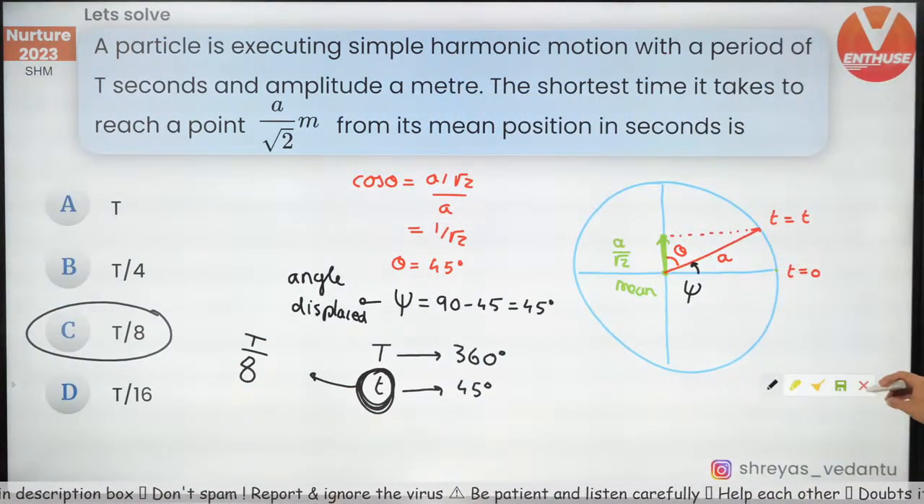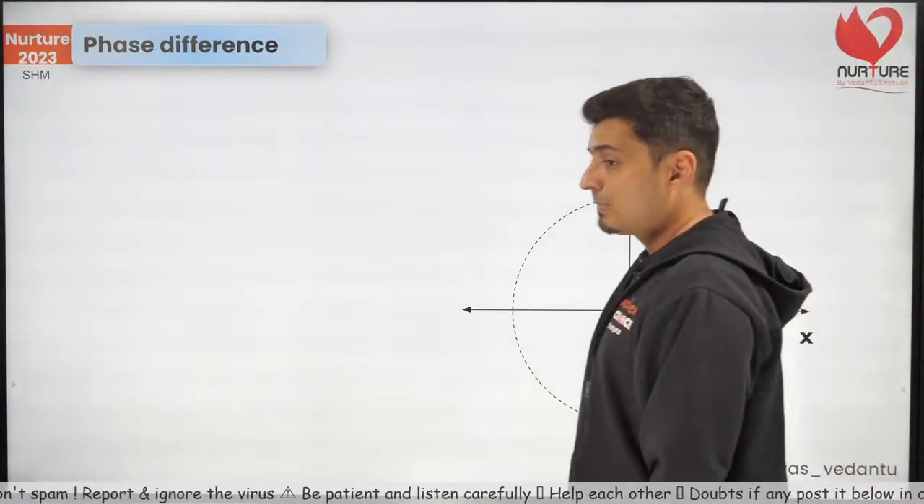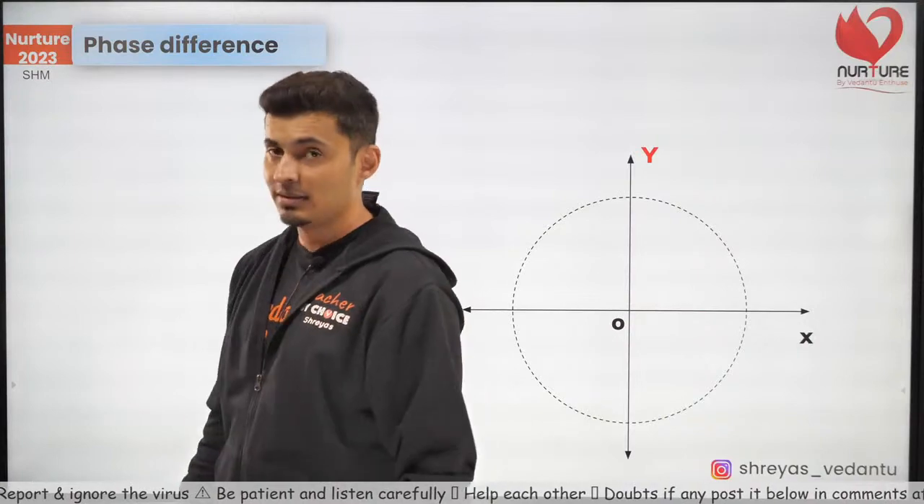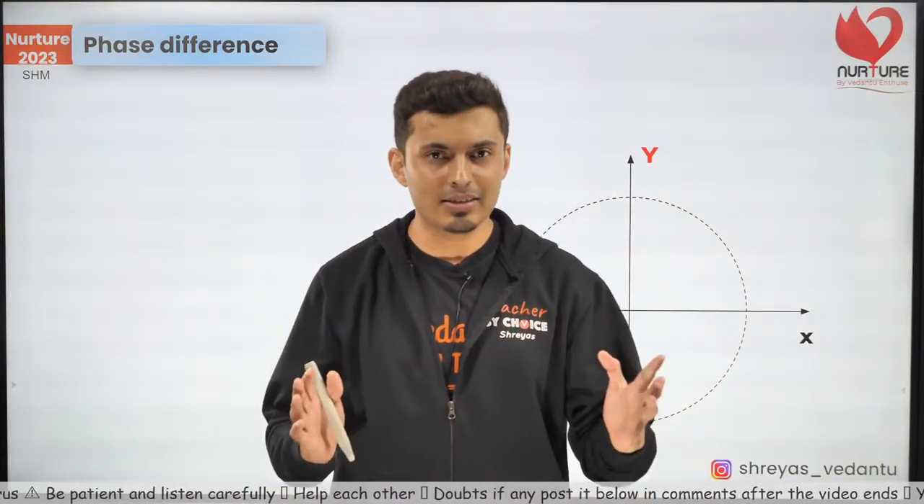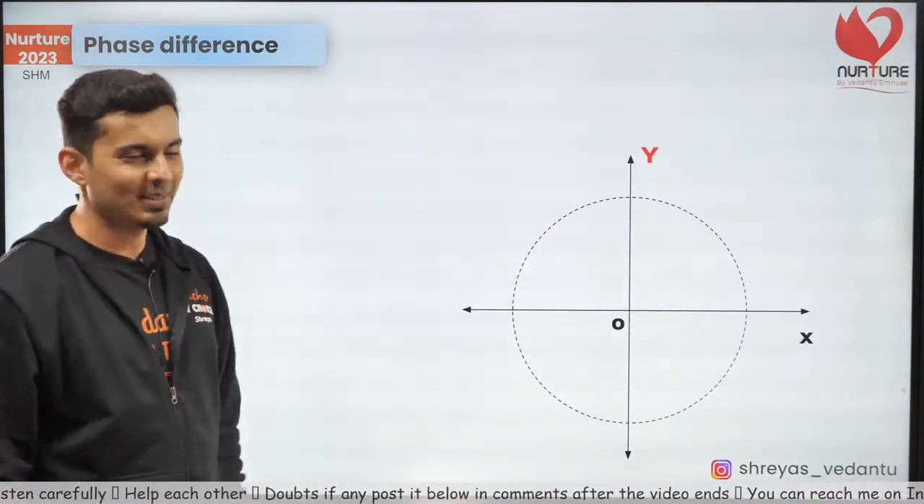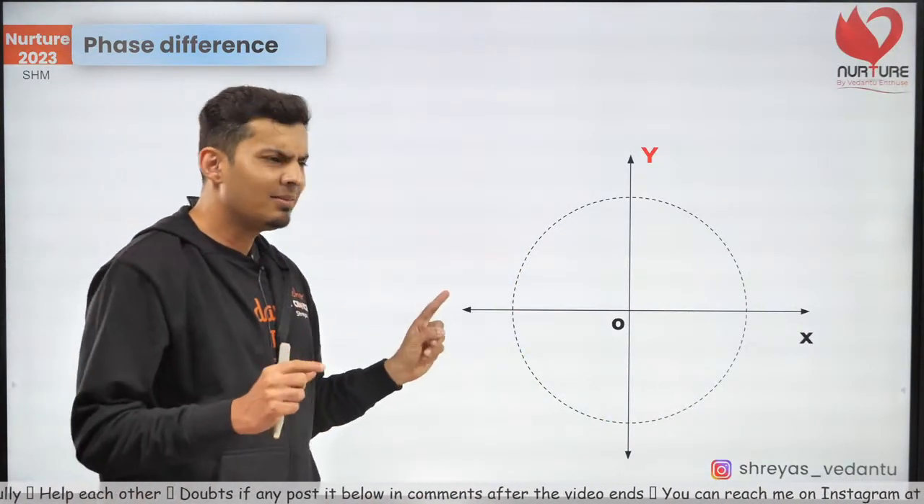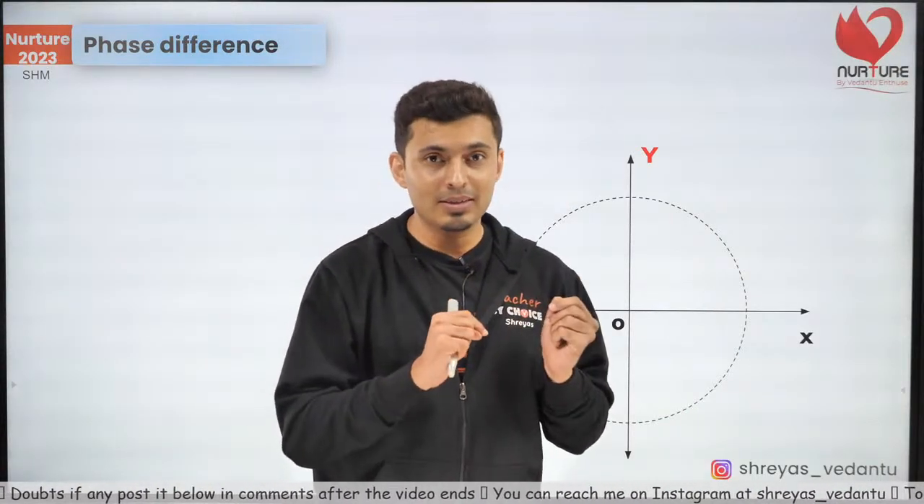So the answer is t by 8 seconds. Perfecto. Now, let's talk about something called phase difference. What is phase difference? We just got to know what is phase. The difference of phases, simply put, is called phase difference. But phase difference between what? You need two things to find a difference.